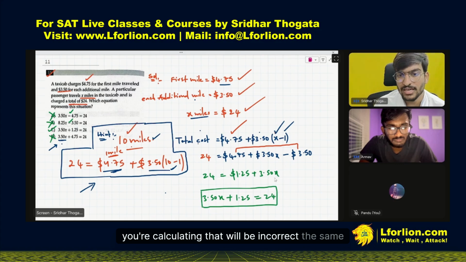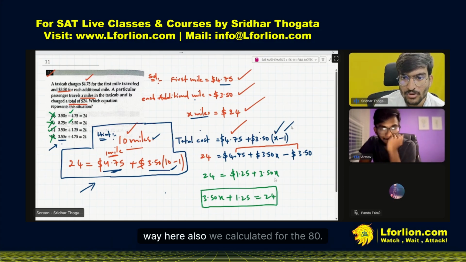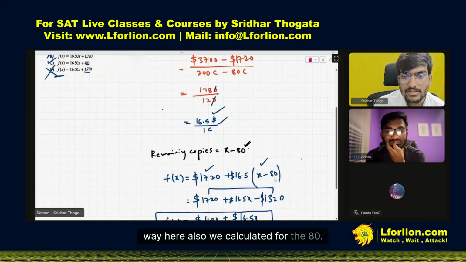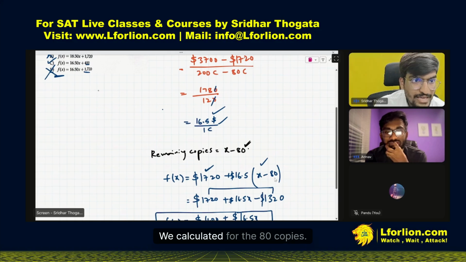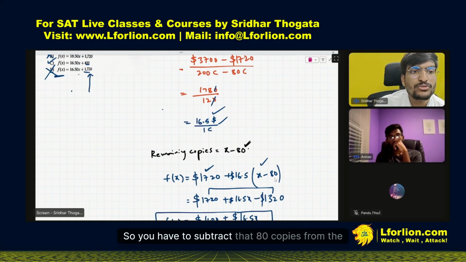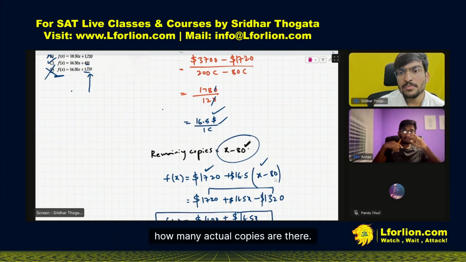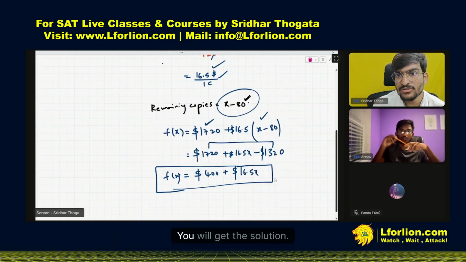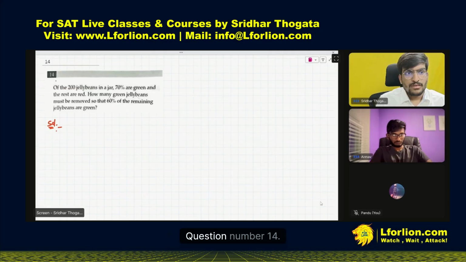That will be incorrect. In the same way here also, we calculated for the 80 copies. So you have to subtract that 80 copies from how many actual copies are there, and then you have to calculate. You will get the solution. Got it? Question number 14.